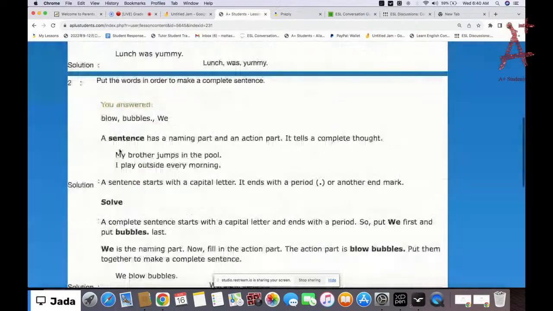So blow bubbles we. All right. So now we should be the first letter of the sentence, because we is in capital letter. So it could be we blow bubbles. So we is the naming part, and then the action. What are we doing? We are blowing bubbles. So we blow bubbles. Okay.